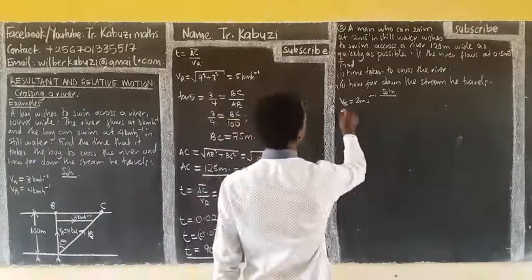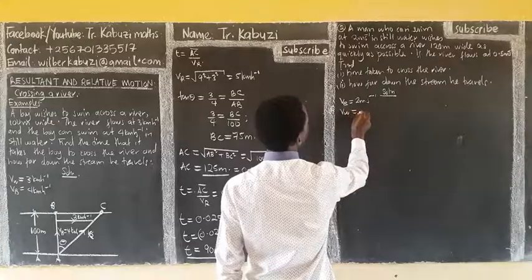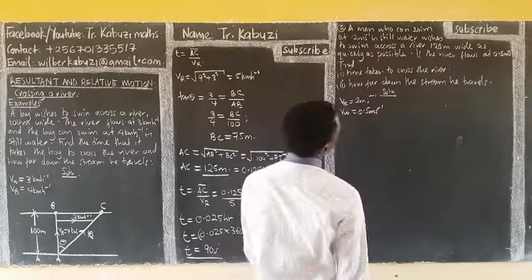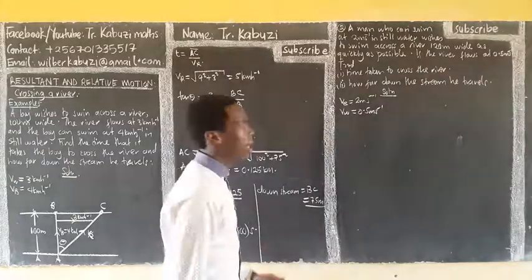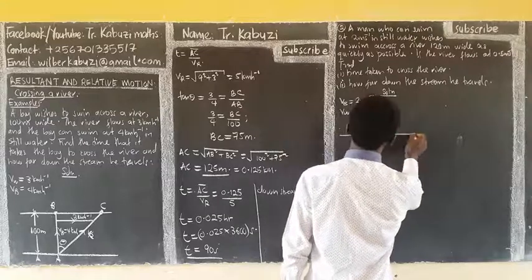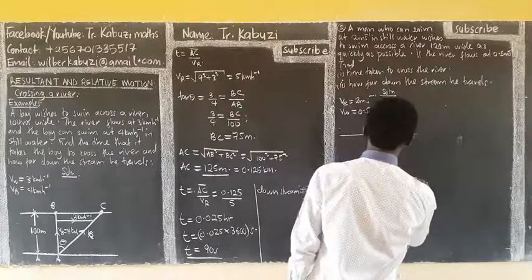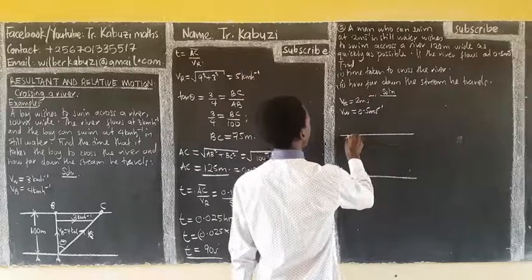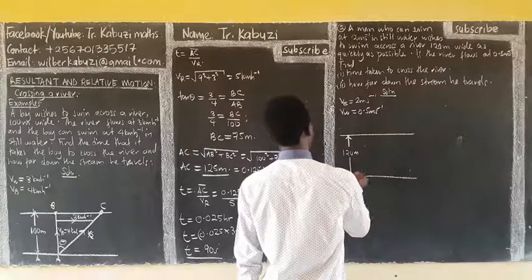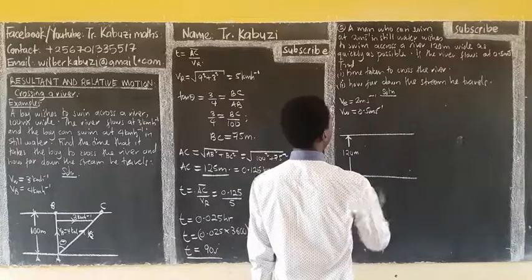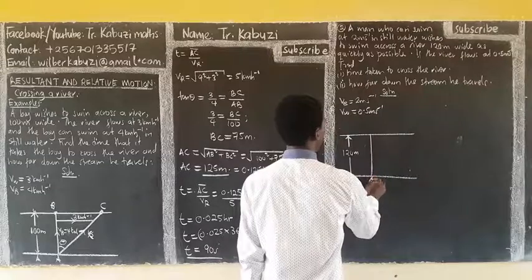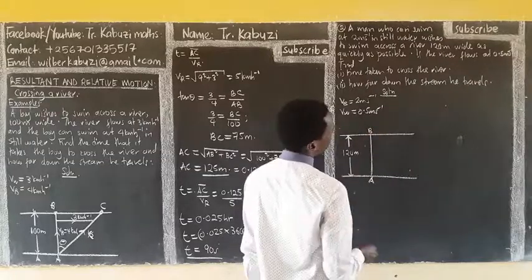The river flows, so the velocity of the water of the river is 0.5 meters per second. Find the time taken to cross the river. So this is as quickly as possible. Still, start by sketching. So this is our river. They are telling us that the river is 120 meters wide. Okay, so we have now a point A, then we have a point B.